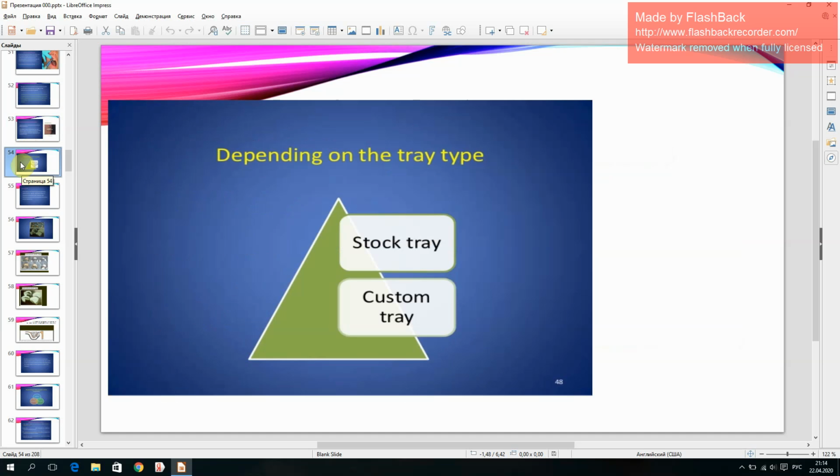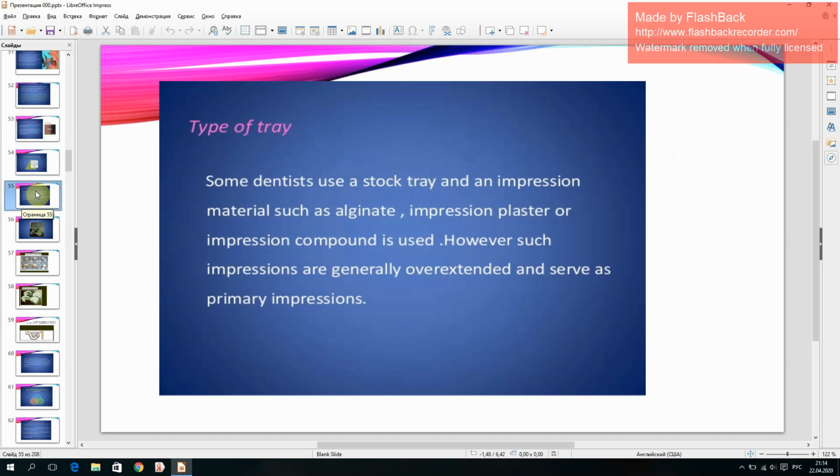Depending on the tray type: stock tray, custom tray. Some dentists use a stock tray and an impression material such as alginate, impression plaster or impression compound is used. However, such impressions are generally overextended and serve as primary impressions.